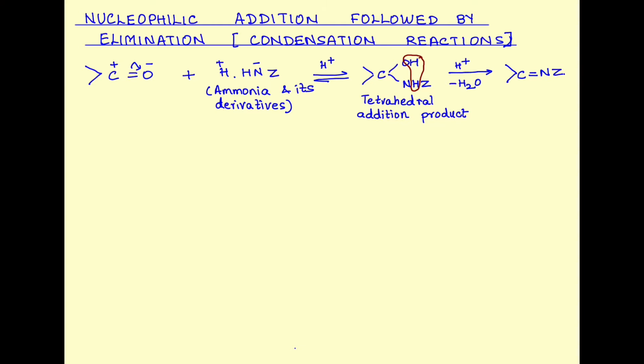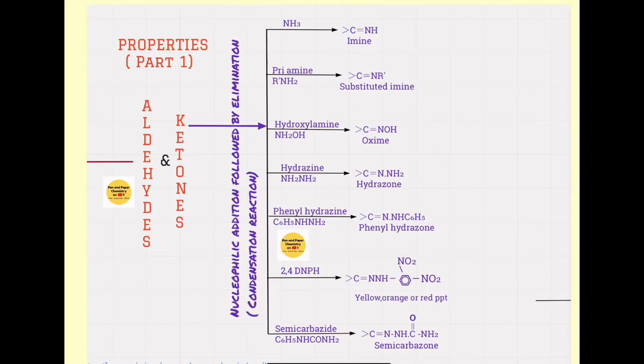Now, what is the Z that we've got over here? It's nothing but some other atoms or groups which are attached to the nitrogen. These types of reactions take place with ammonia and its derivatives. So what are those derivatives? The first one is ammonia itself, of course. Then is primary amine. So we start with NH3, remove the hydrogen by an alkyl group, and I have a primary amine. Remove the alkyl by OH group.